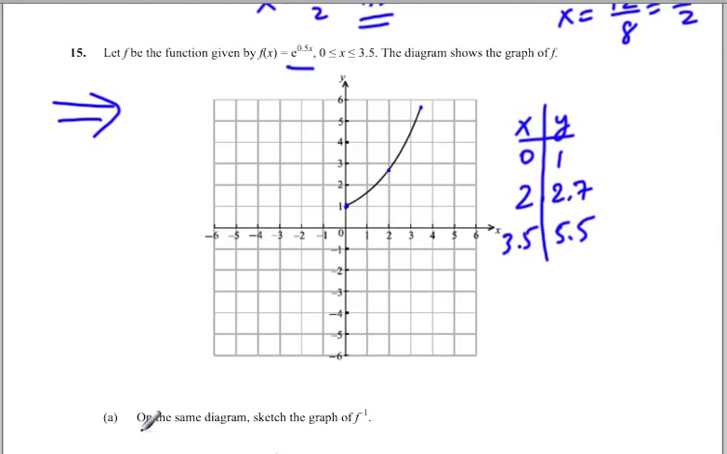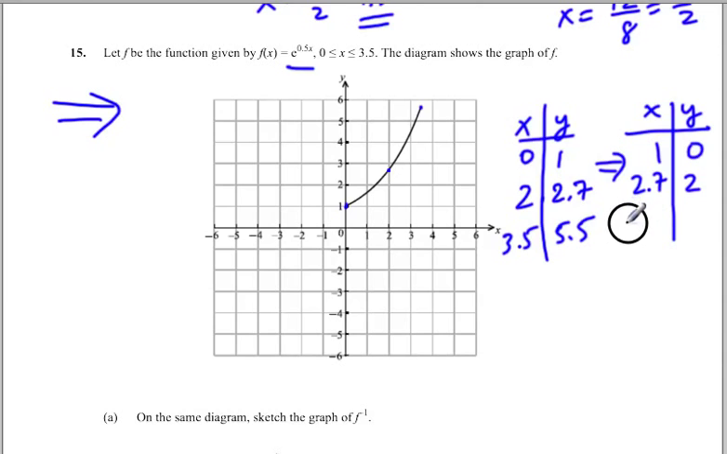Now the question says, on the same diagram, sketch the graph of f inverse. f inverse just means that we switch the x and y. So what will our new plot look like? All we're doing is switching the x and y. So this becomes 1, 0, then 2.7 and 2, and this becomes 5.5 and 3.5. All right, let's plot these points. Let me do this in a different color. So 1, 0 is right there.